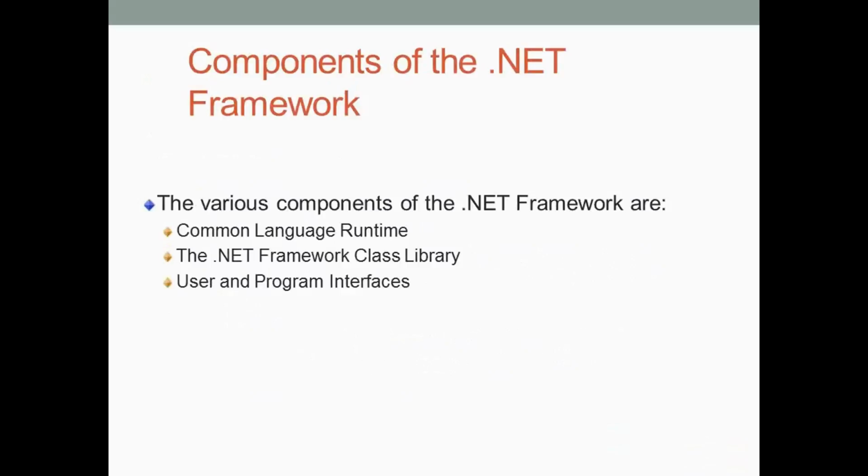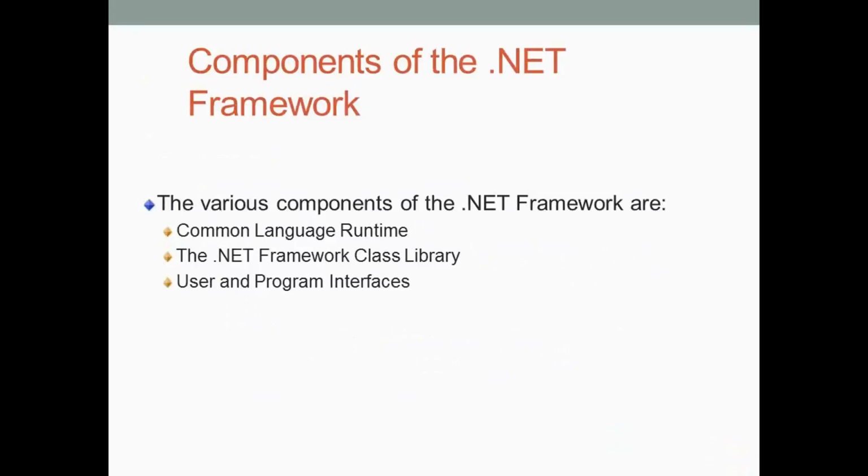.NET Framework basically consists of .NET compatible languages. .NET Framework consists of Common Language Runtime. .NET Framework consists of Framework Class Library. .NET Framework consists of Common Type System. So we need to understand what the .NET Framework compatible languages are.